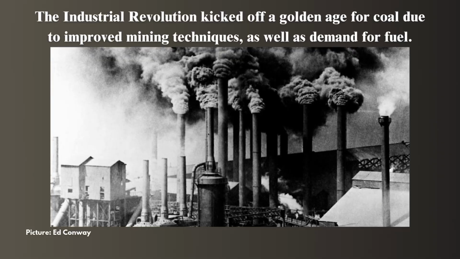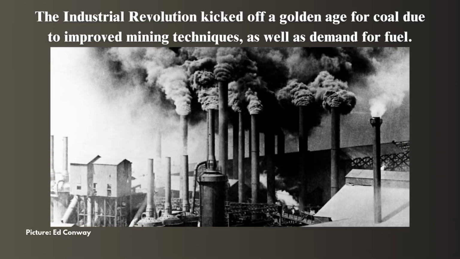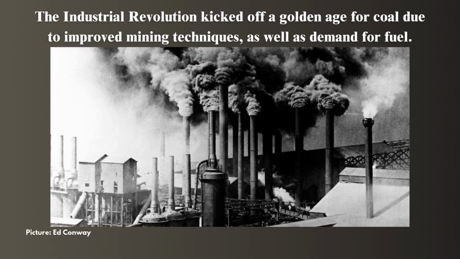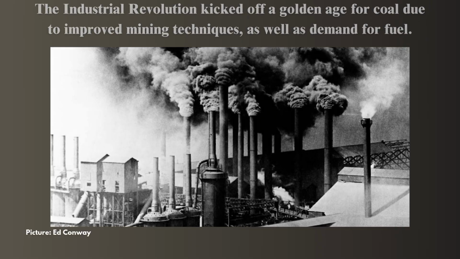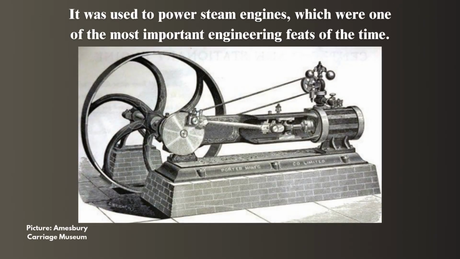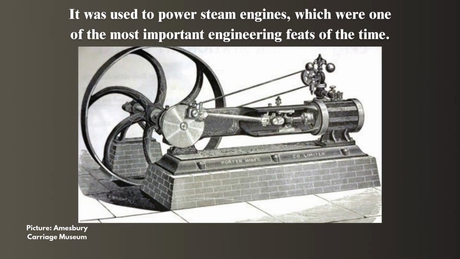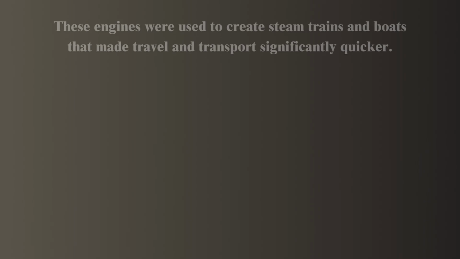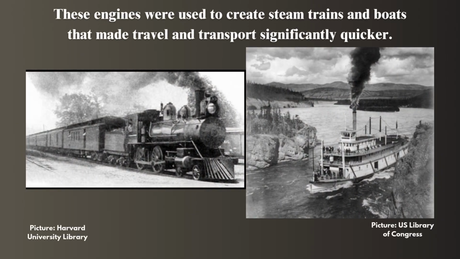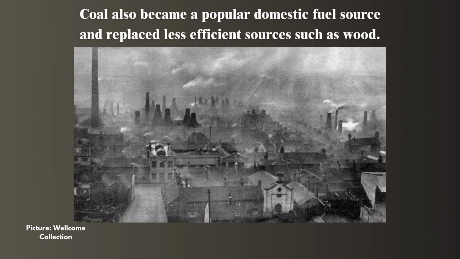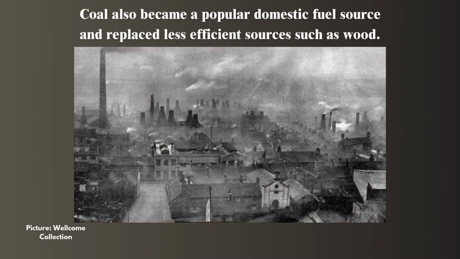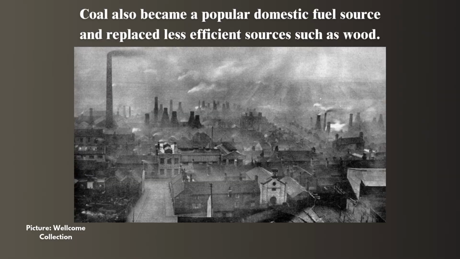The Industrial Revolution kicked off a golden age for coal due to improved mining techniques as well as demand for fuel. It was used to power steam engines, which were one of the most important engineering feats of the time. These engines were used to create steam trains and boats that made travel and transport significantly quicker. Coal also became a popular domestic fuel source and replaced less efficient sources such as wood.